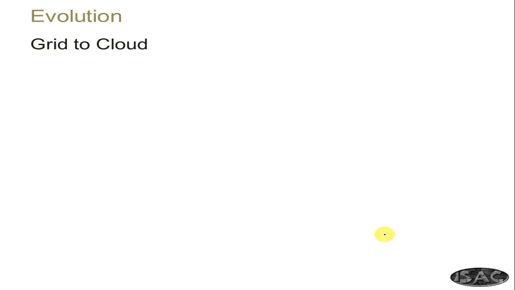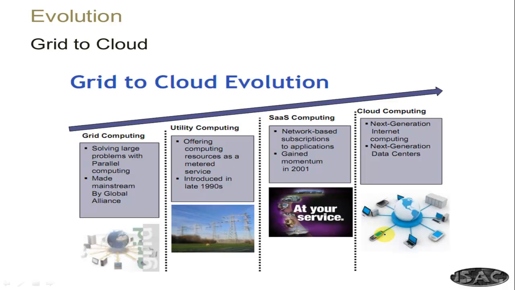Now let us see some of these evolutions in a little more detail. So, grid to cloud. Earlier it was grid computing which was solving large problems with parallel computing, but the data was at the same place and it was mostly used by a large company, not by everyone, small companies, individual people, or mid-sized companies. They were not able to utilize grid computing because it was too expensive to start and complete any task.